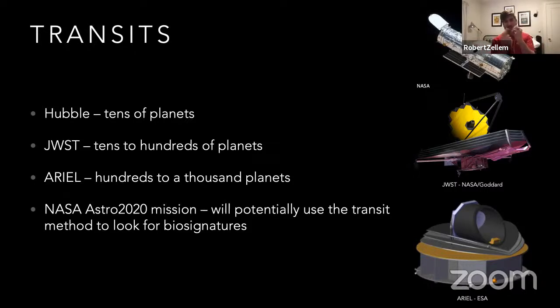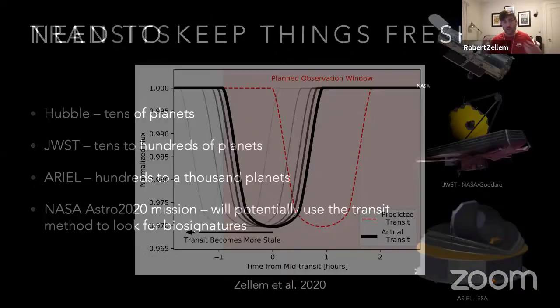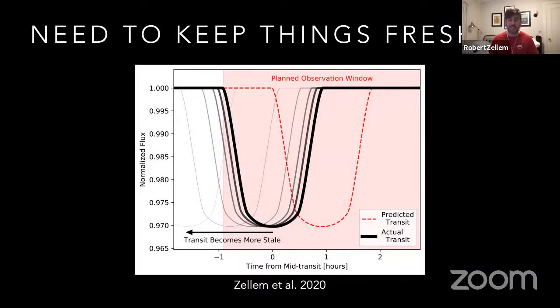But in order to observe a transit, you have to know exactly when that transit will occur. You have to basically keep things fresh. So if I want to observe any random exoplanet with a large telescope, like Hubble, for example, and I think that that transit happens here at that red dashed line, let's pretend that there's some uncertainty in the transit.